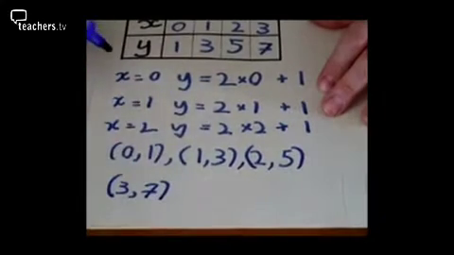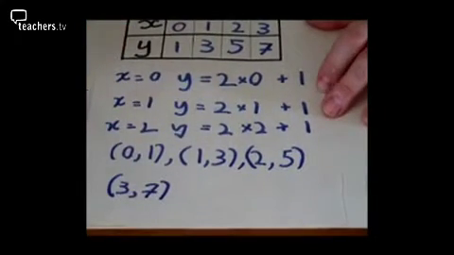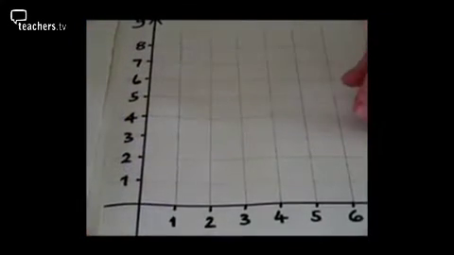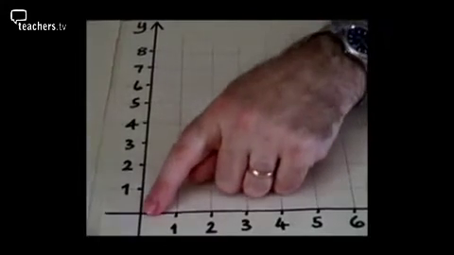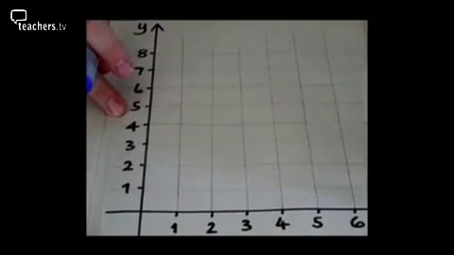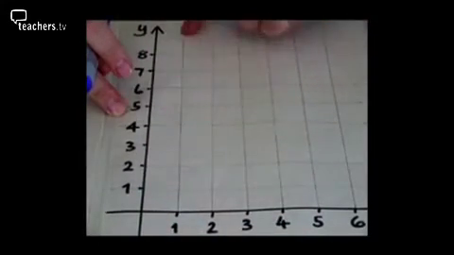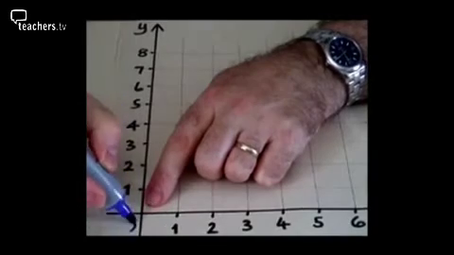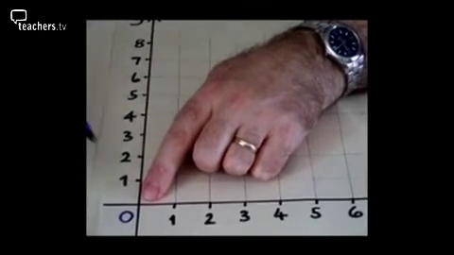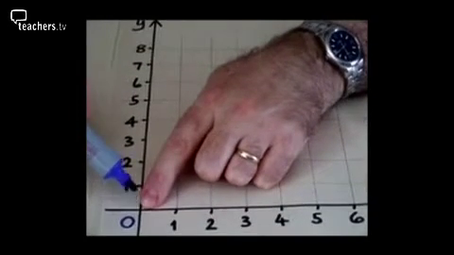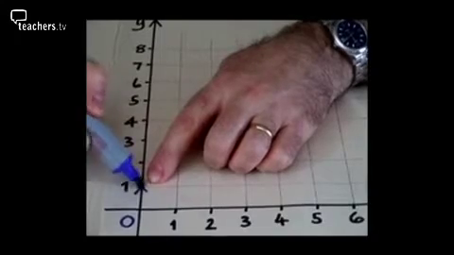So what I now do is have to plot these points onto the graph. So the first point was x is 0. Remember, this is the x-axis going along. The y-axis comes up. So here we've got the 0 value. So when x is 0, so we're going 0, come up to y, which is 1, put a mark there.